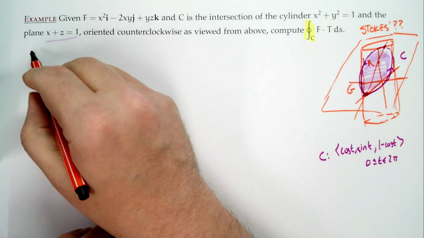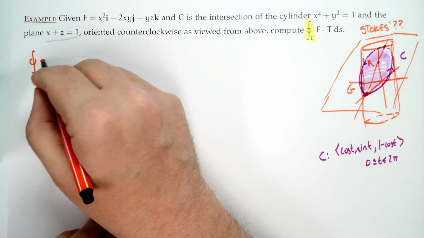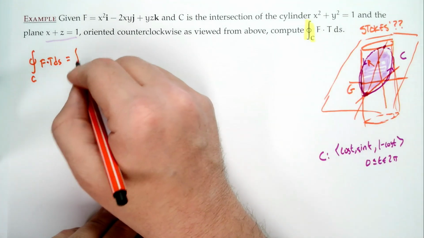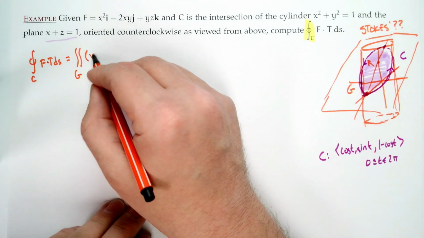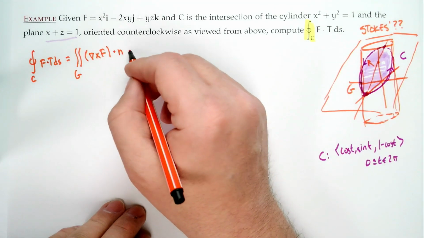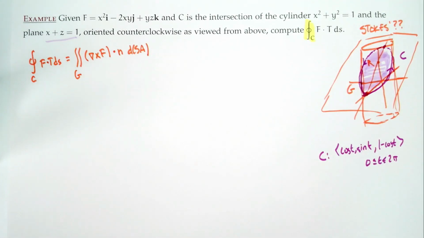Well, the integral along our curve of F dot T ds is equal to the integral on our surface G of the curl of F dot N dS. Nice. Okay, so we've got something to start with. Now we have something we can play with.